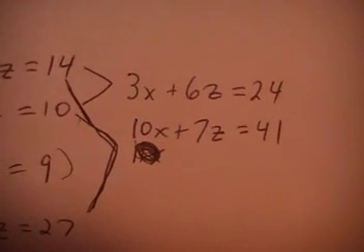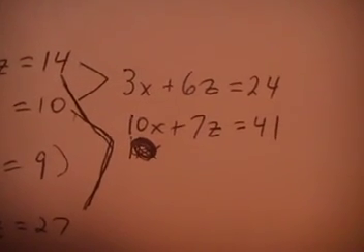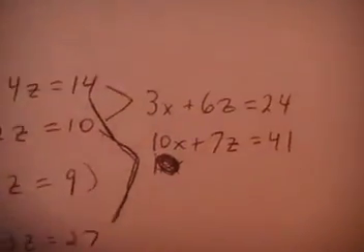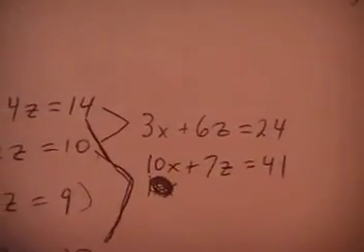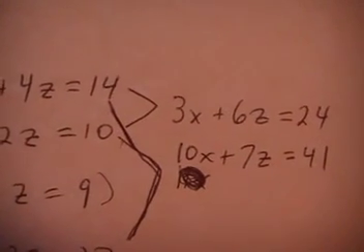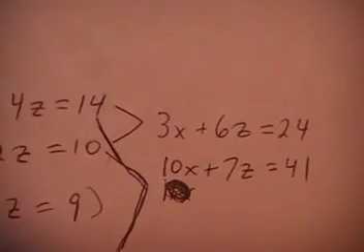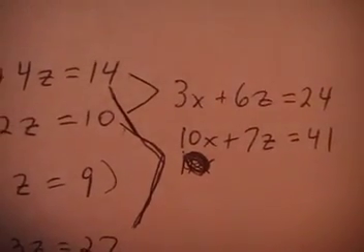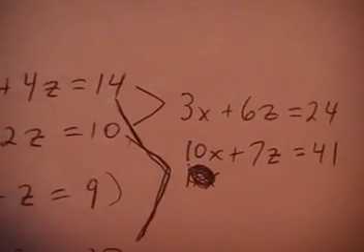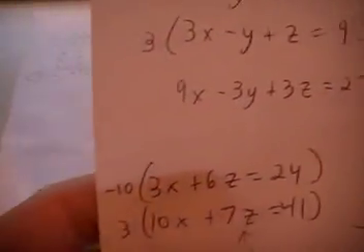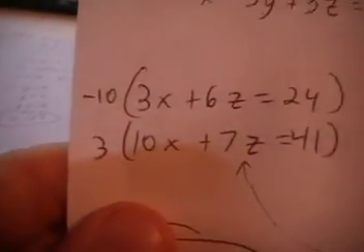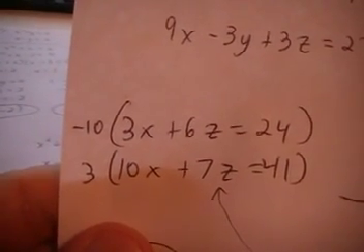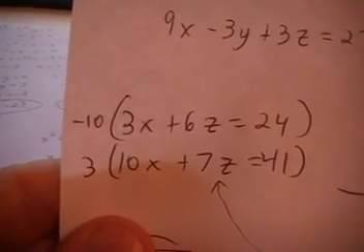So now we have to eliminate either x or z, whichever one we think is easier. To me, 3 and 10 is a little easier than 6 and 7. And there's nothing times 3 that equals 10, so I can't turn that into the opposite of 10 real easily. Whenever that happens, you want to multiply each one by the other one. Multiply the 3 by the 10, and multiply the 10 by the 3. And one of them needs to be negative, so I just picked the first one. I'm multiplying the whole first equation by negative 10 and the whole second equation by 3.